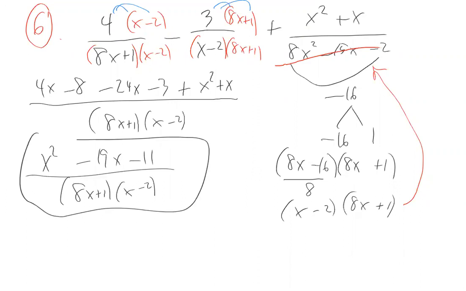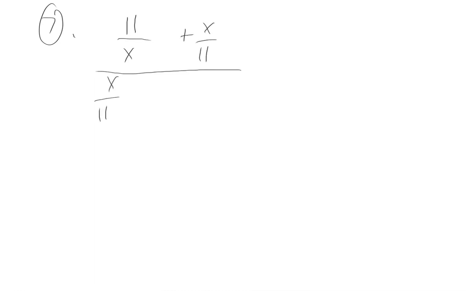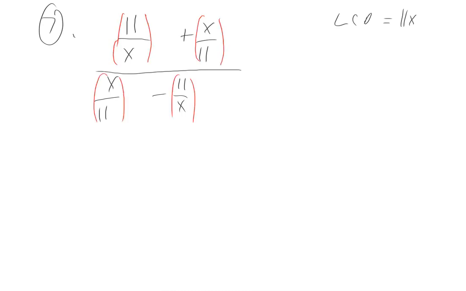So we're done with that one. Then number 7. Plus x over 11 divided by x over 11 minus 11 over x. The least common denominator is equal to 11x. So I need to multiply each of these in the top and each of these in the bottom by 11x.